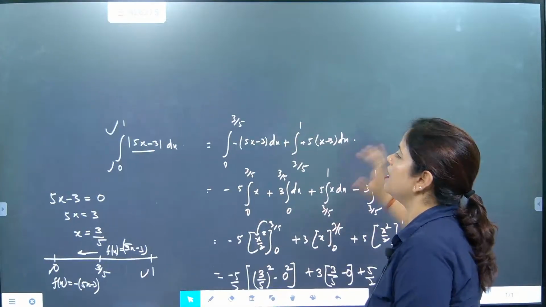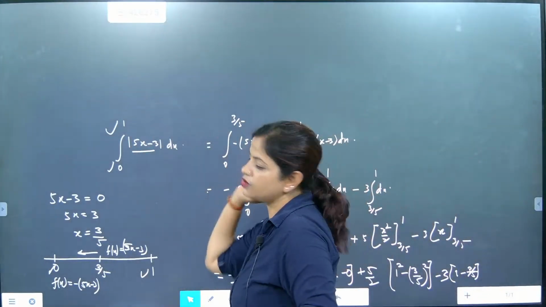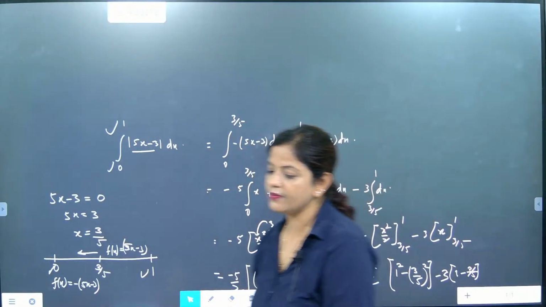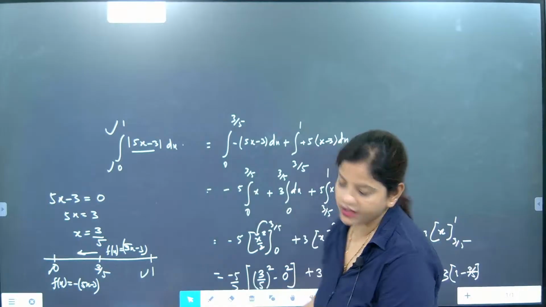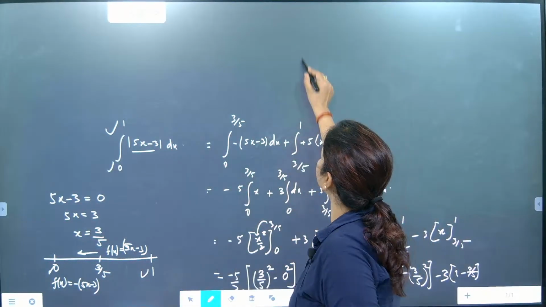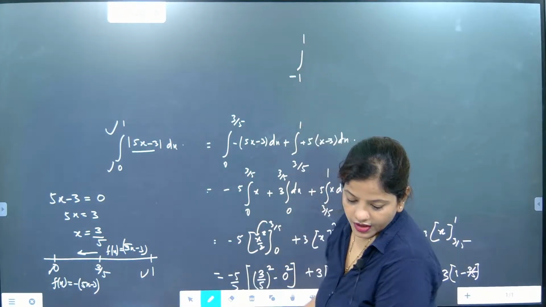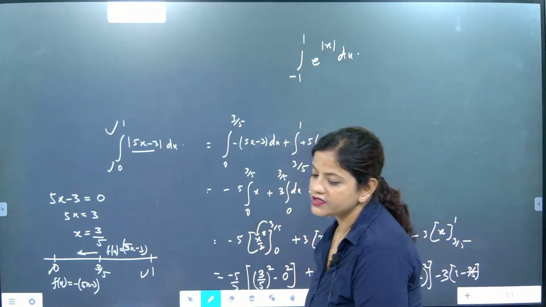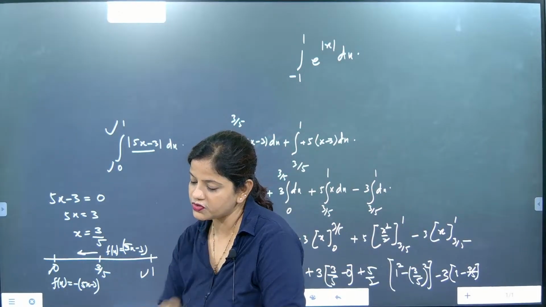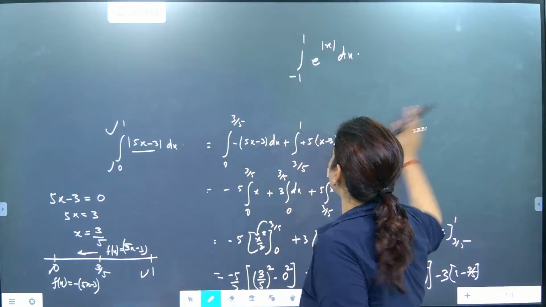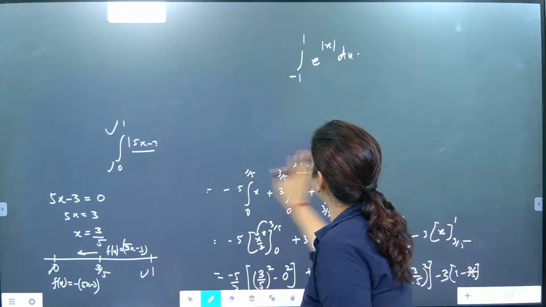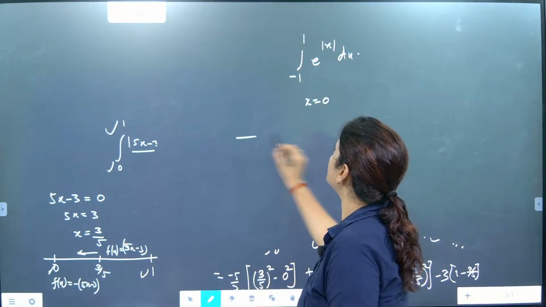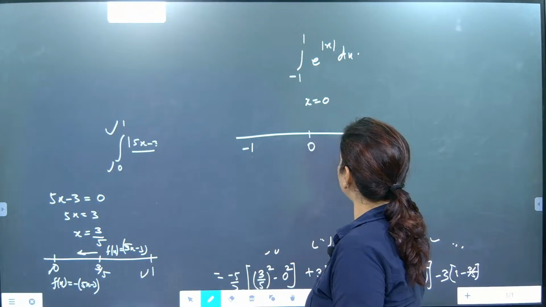We split it 0 to 1 as 0 to 3 by 5 and 3 by 5 to 1. Okay, and that is only applicable for modulus questions. And here, if you have minus 1 to 1 e to the power modulus of x dx, then 100% again you will be making x equal to 0. Danish, understood now? So now, next part, when you will be solving, let's check this one out. Here x will be equal to 0. So here minus 1, 0, 1.